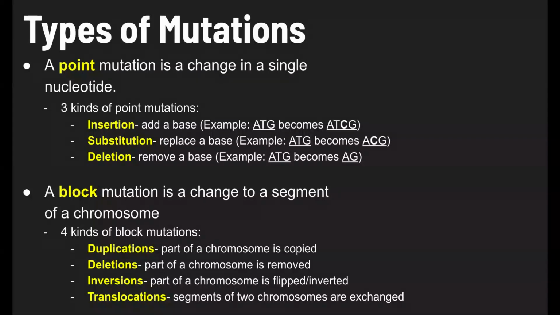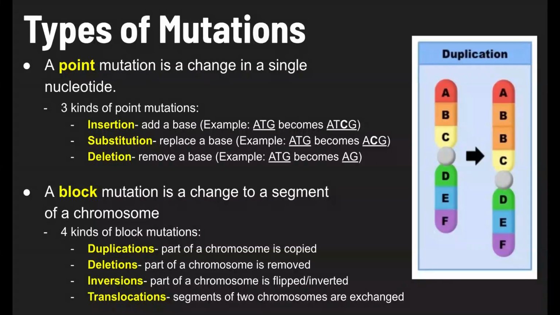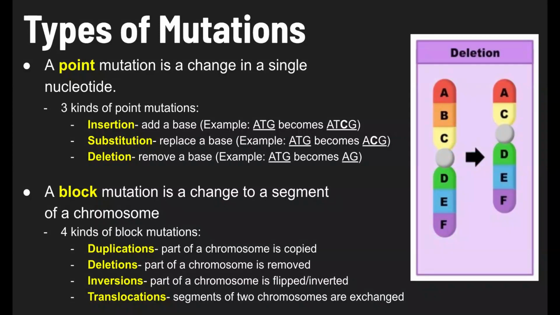A duplication is where part of a chromosome is copied. So here on the left, this represents a chromosome. Notice I have sections or segments of that chromosome labeled A, B, C, D, E, F. One of the segments just gets duplicated, it gets copied. So now on the right, you see the chromosome after the mutation has happened has an extra segment here. It's a copy of B.